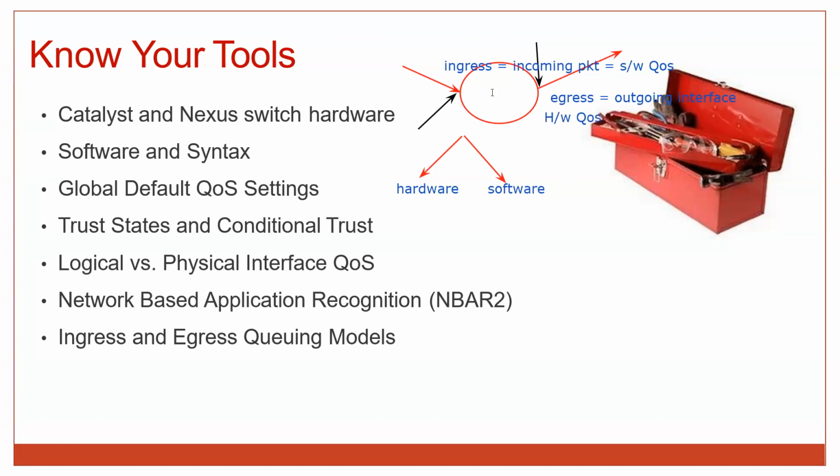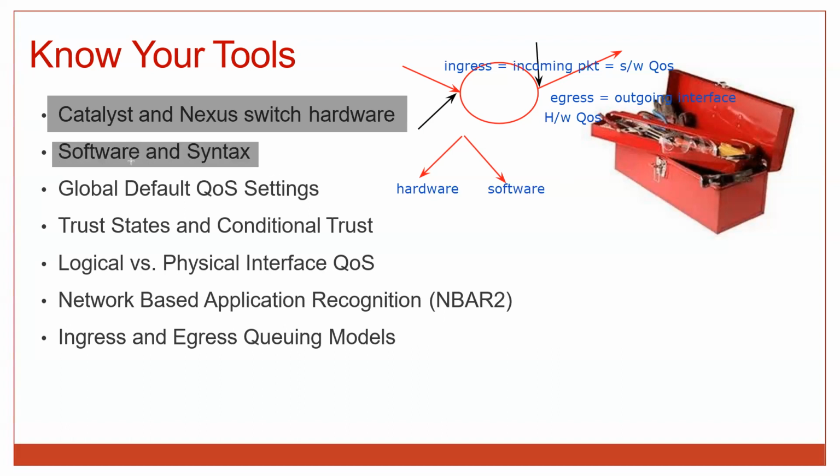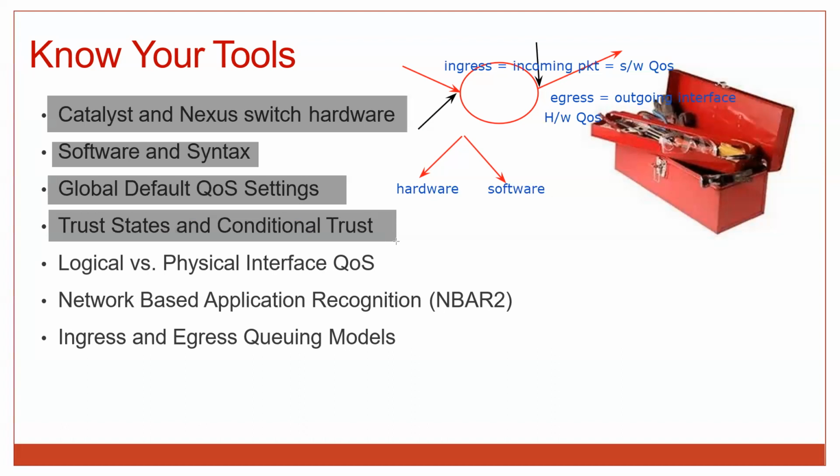So this should be very clear: for incoming packets and outgoing packets, according to that, we can use different types of techniques. So you can see that different hardware has different QoS, software versus hardware QoS. What is the global default setting? We'll understand this. What are the trust boundaries? We'll see the trust boundary as well. Logical versus physical interface means where you're applying the QoS.